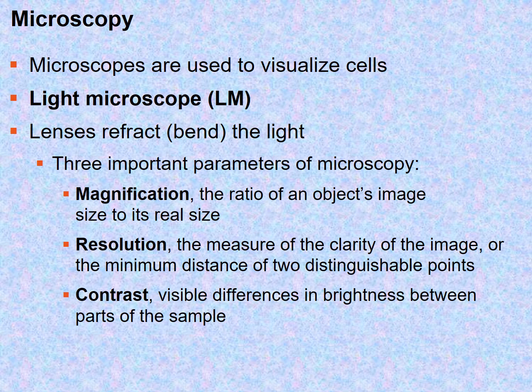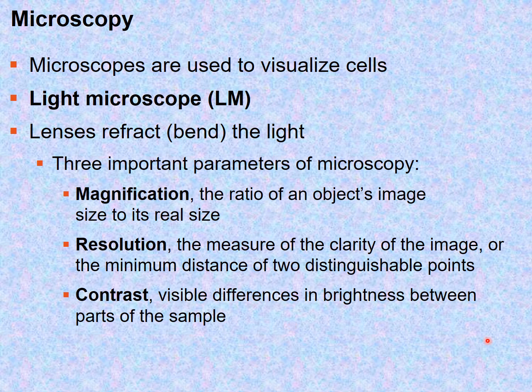Now, there are three important parameters of a microscope. There's magnification, there's resolution, and there's contrast. Magnification is basically the ratio of an object's image size in the microscope to its real size. So the real size, of course, is smaller, right? The ratio is going to be whatever times more than that. So you can magnify an object, let's say 10 times more than its actual size.